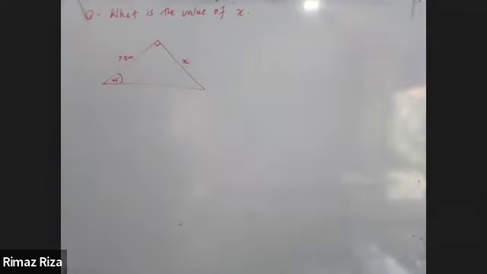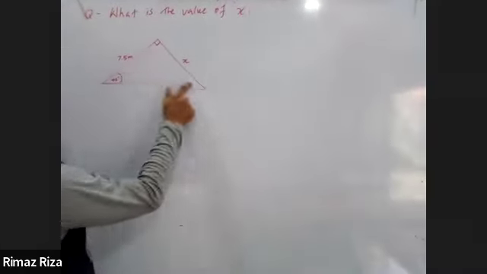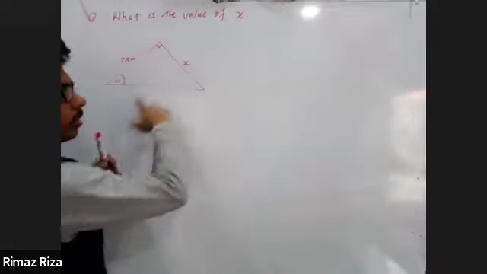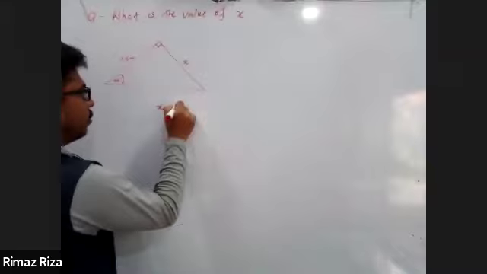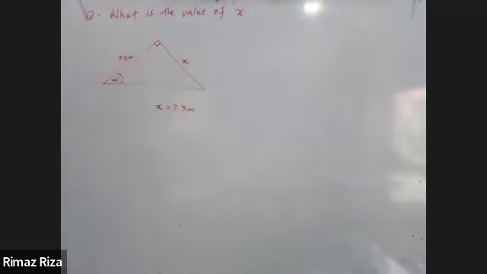Okay. Now this angle is 90, this is 45, which means this is also 45. So these two angles are equal, isosceles triangle. That means this side is equal to this side. So x equals 7.5 meters. Okay, good.